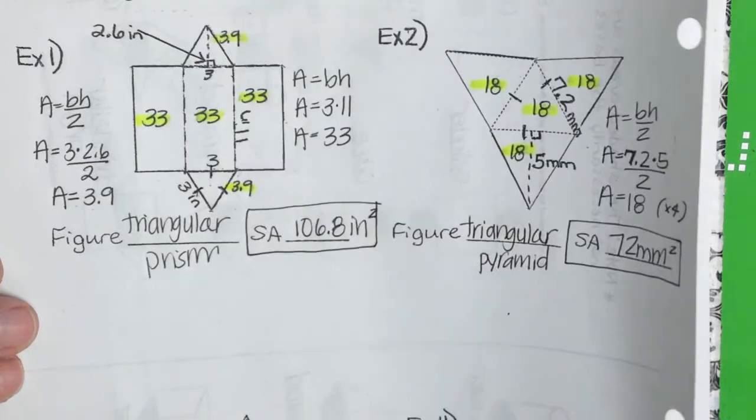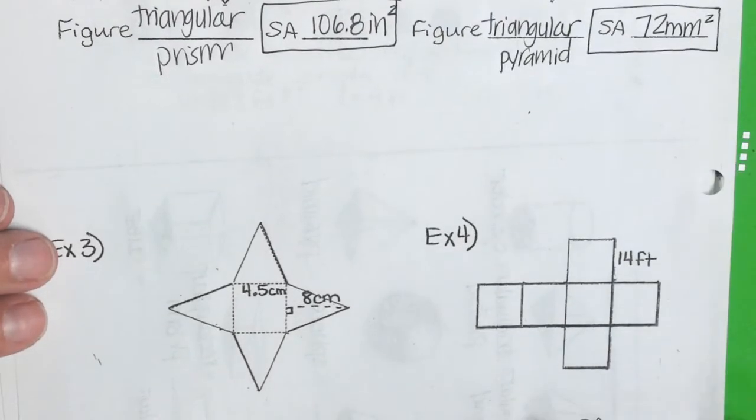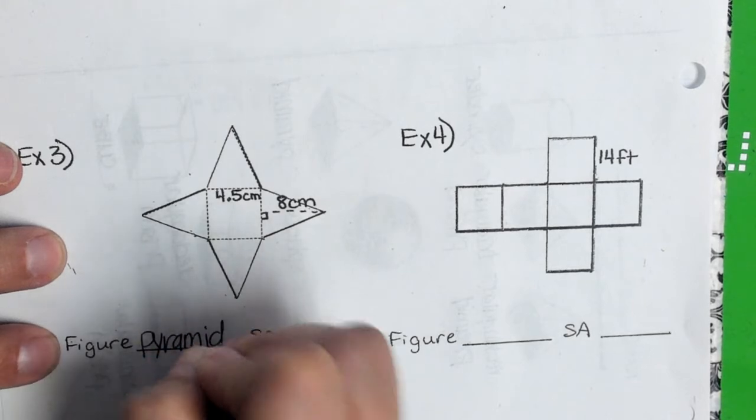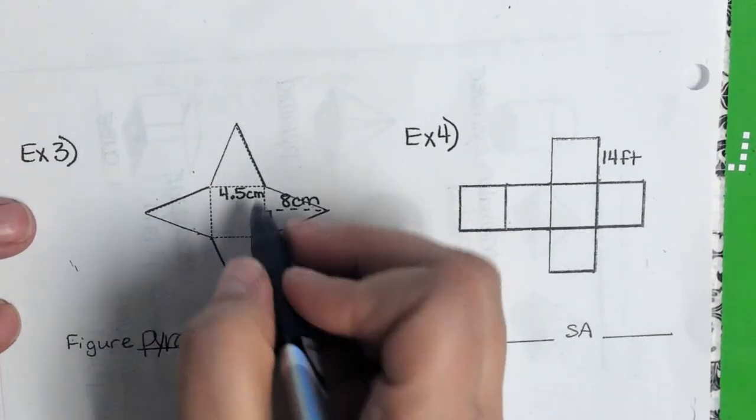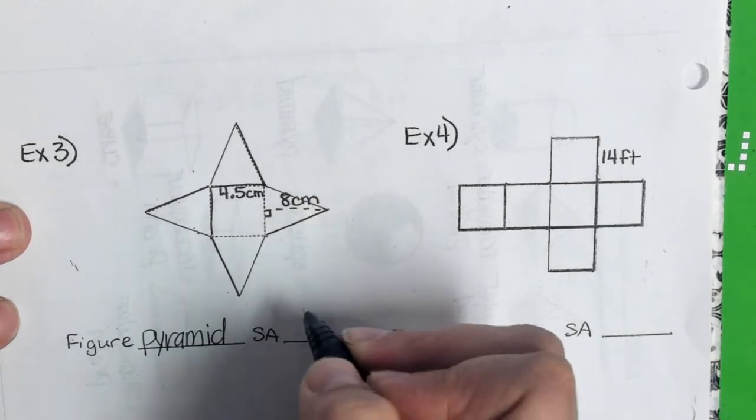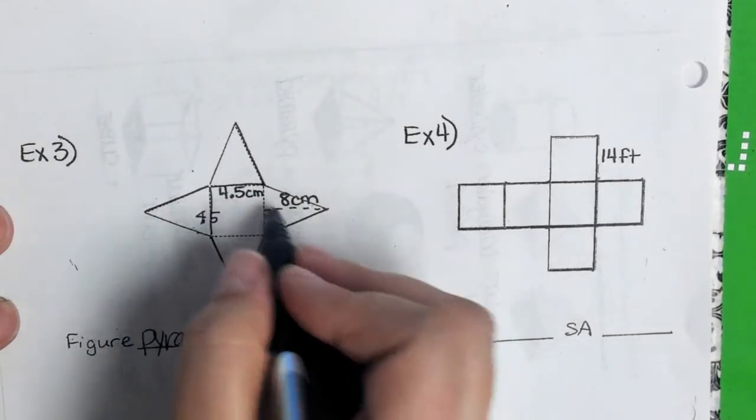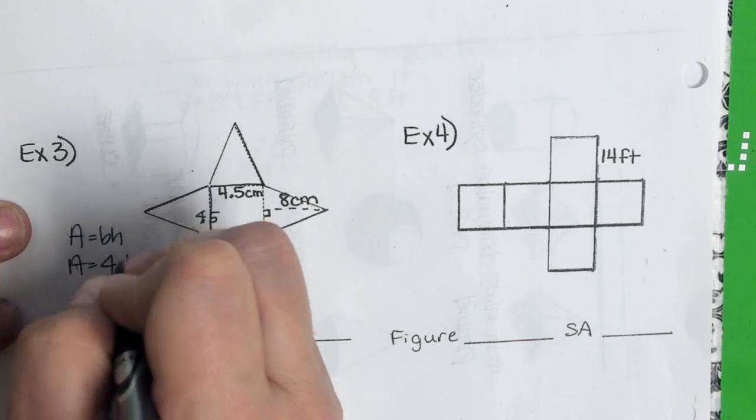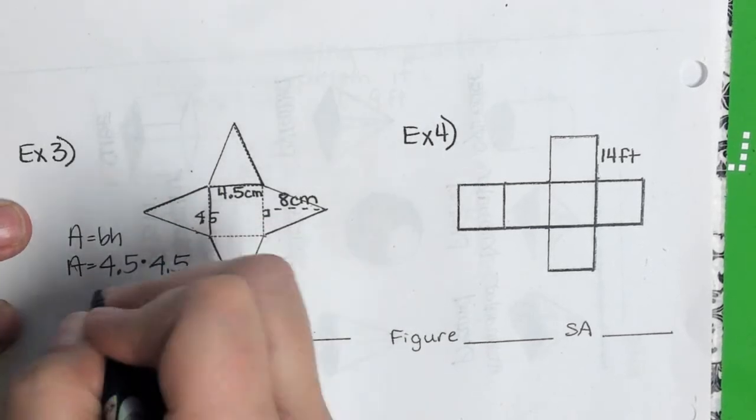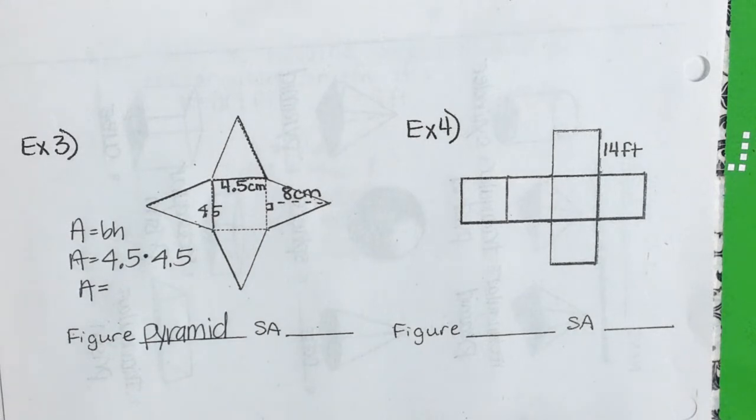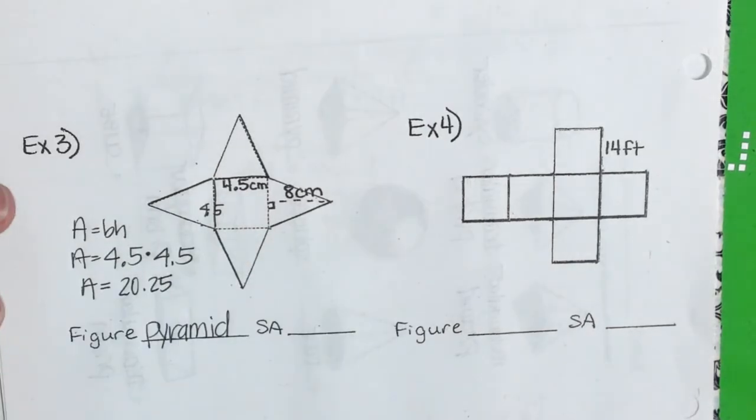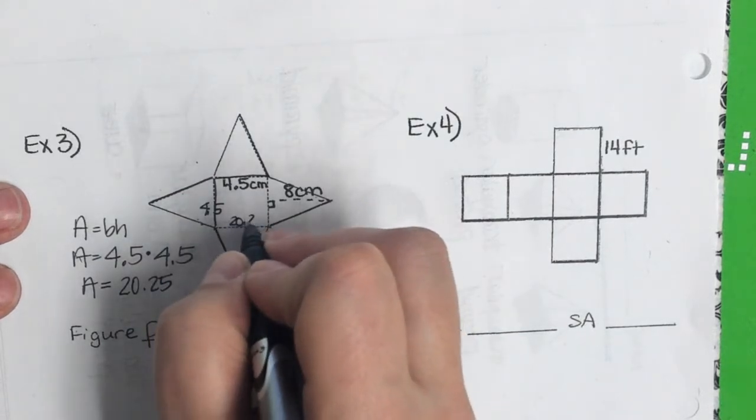Okay, let's look at number 3. What type of shape? Pyramid. Very good, because the base is a square. So if the base we know is a square, if this is 4.5, what's this? 4.5. So I've got to find the area of my base. That would be 4.5 times 4.5. Somebody want to do that for us? What'd you get? No add, got to multiply. 20.25. So that's our square.